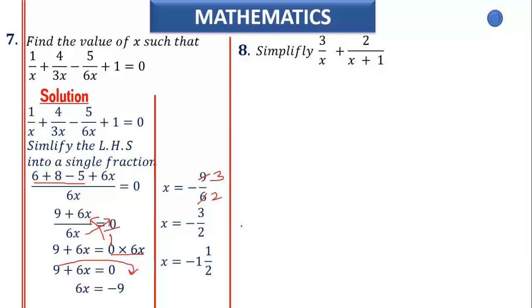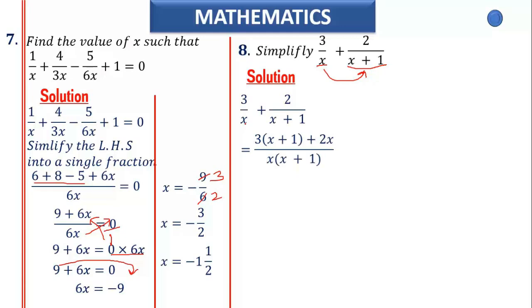Now let's take a look at this. Simplify 3 over x plus 2 over x plus 1. Whenever you have two algebraic terms, especially when this is a binomial and this is a monomial, the simplest thing to do is to multiply the two together. When we say multiply the two together, in practice you are not multiplying them to get the value of your LCM. What you simply do is to pick the two values as a product of each other.